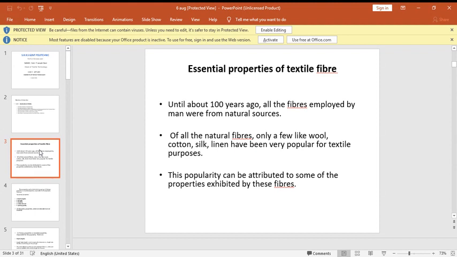So, essential properties of textile fibers. Until about 100 years ago, all the fibers employed by man were from natural sources. Of all the natural fibers, only a few like wool, cotton, silk, and linen have been very popular for textile purposes. This popularity can be attributed to some of the properties exhibited by these fibers.